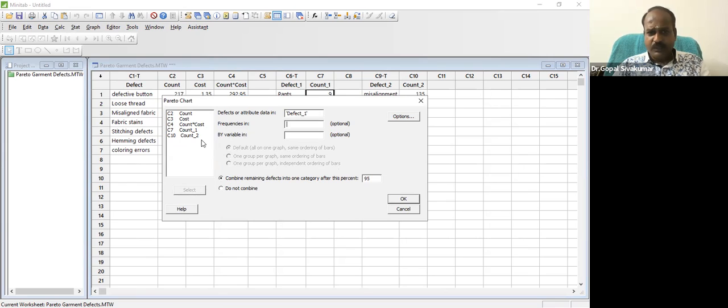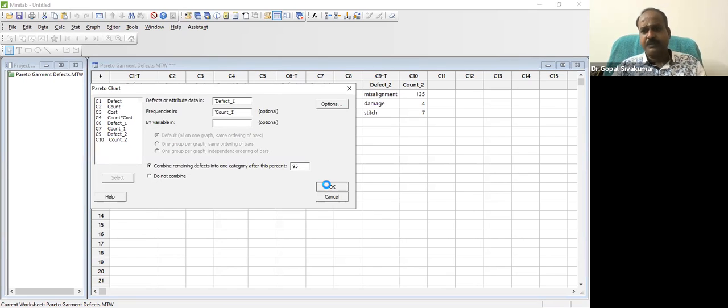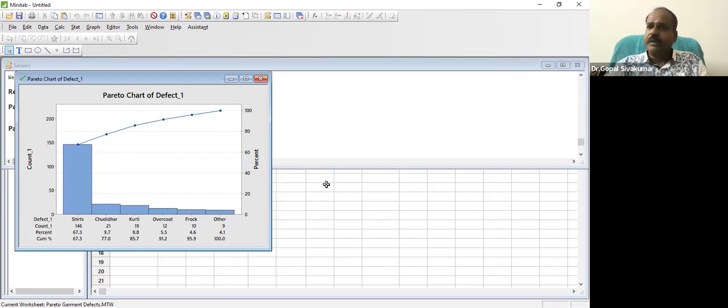And then the count information is available in column number 7. Click select. Now I have selected it. I give OK. Now what happened? One more Pareto has come. All of you, do you understand? This is subdivision of the 217. All of you are able to realize that? The 217 is now further categorized.